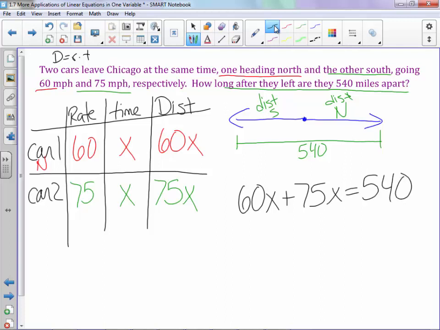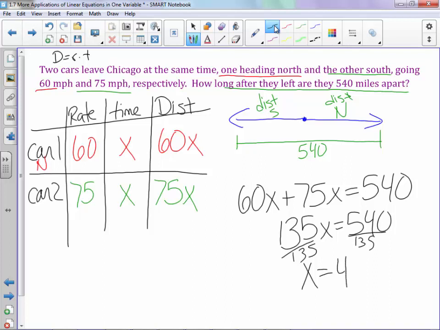60 plus 75 is 135x equals 540. Divide by 135. X equals 4. So remember, it's how long after they left. No, it's our x. So 4 hours.